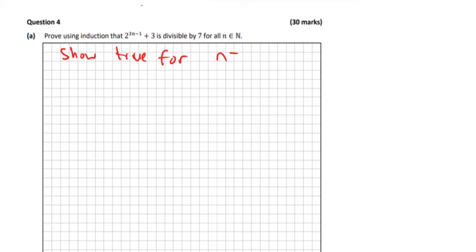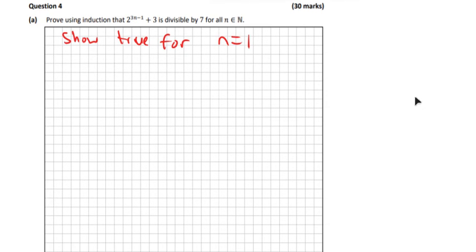So we're going to show it's true for n equals 1, and then we're going to assume it's true for n equals k, and then we're going to show from that it's true for n equals k plus 1. So that's just how you do a proof by induction. So I'm going to show that it's true for n equals 1.